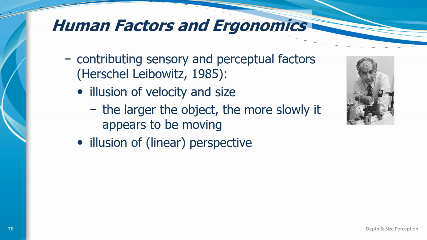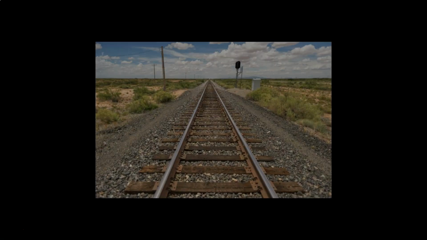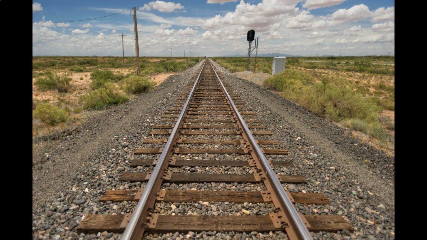Secondly is the illusion of linear perspective. This increases what we perceive to be the distance of the train, how far away it is, and this then plays into the time that we think we have available to get across those railroad tracks. Again, there's linear perspective for you.